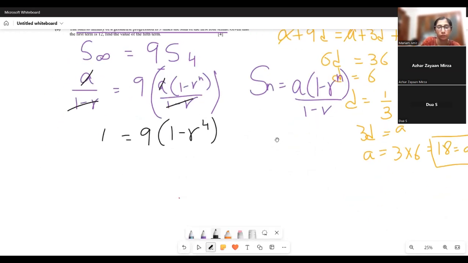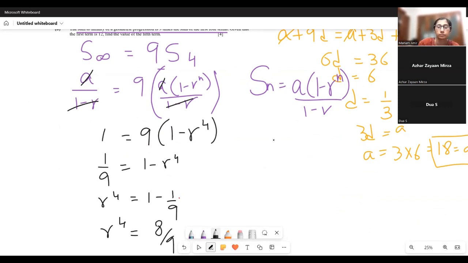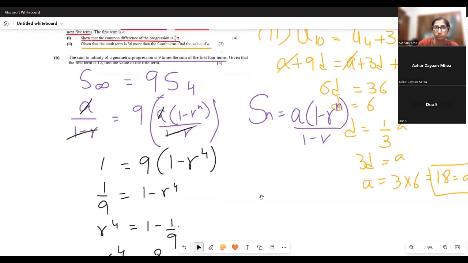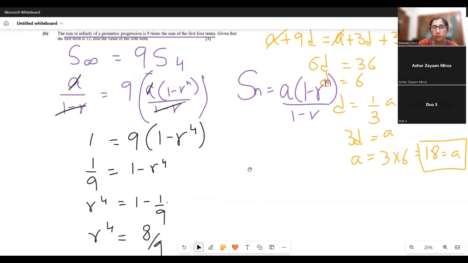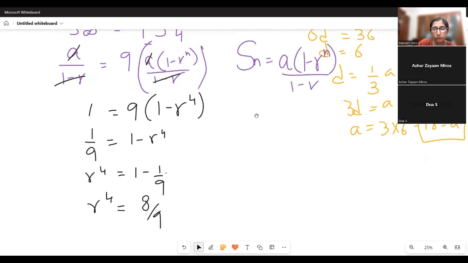So going to send 9 to the other side, equals 1 minus r power 4. That's going to be r power 4 equals 1 minus 1 by 9. So r power 4 is equals to 8 upon 9. Okay. But the question is not asking for the value of r. It's asking for the value of the fifth term.